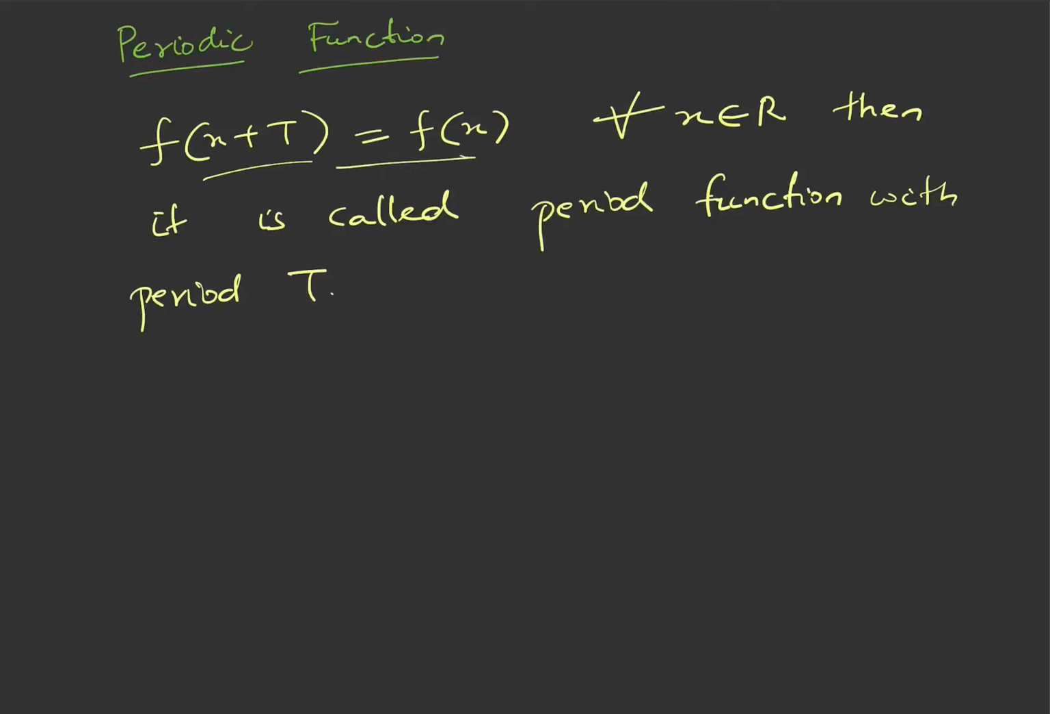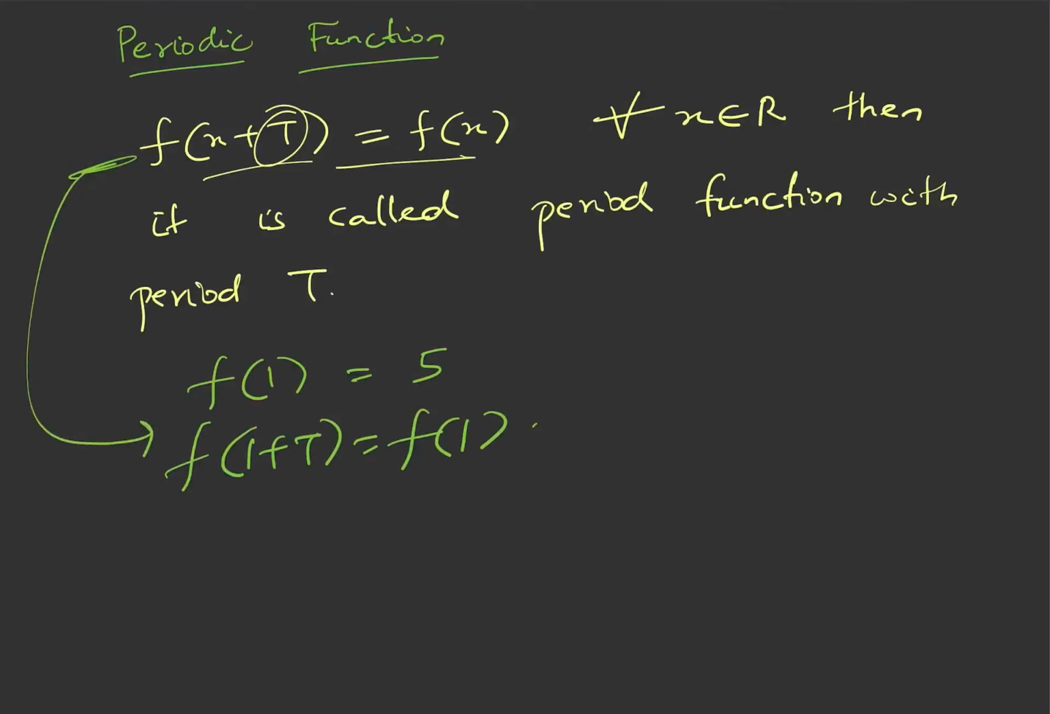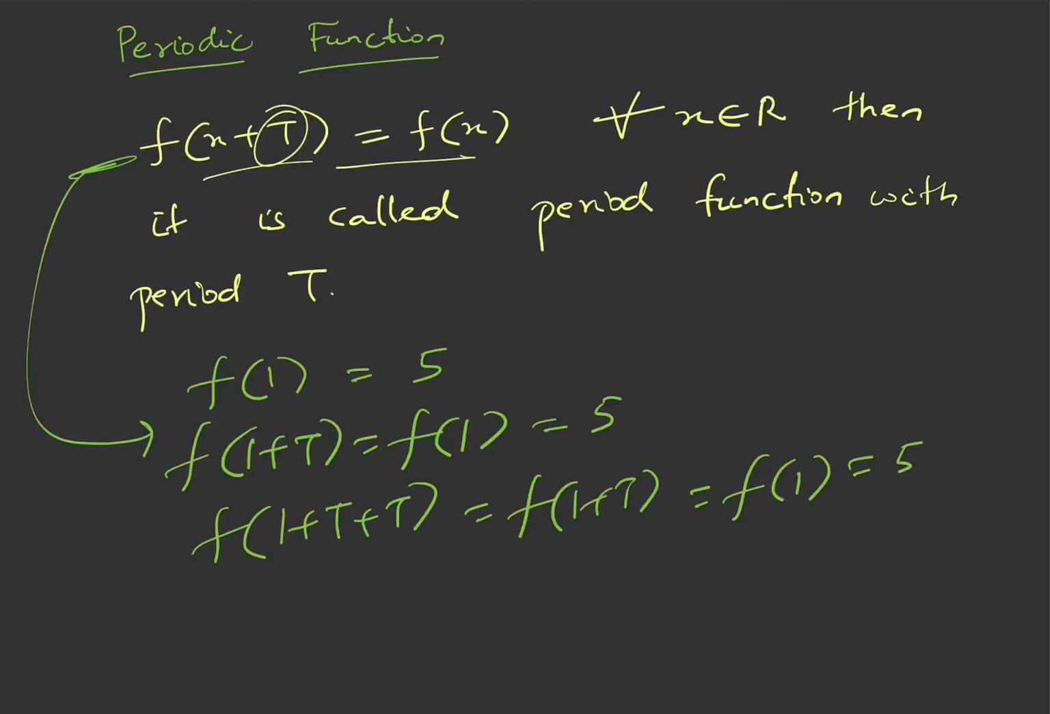So periodic function means what? It repeats its values after certain time interval. That is, after every t length it will repeat its values, right? For example, if f of 1 is equal to say 5, then f of 1 plus t is what? F of 1 only, by the definition of periodic function. That is also 5. And f of 1 plus t is f of 1, that is also 5, right?